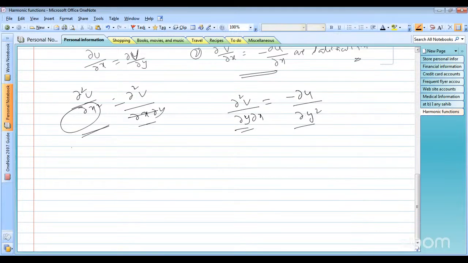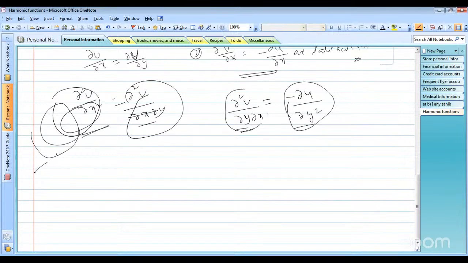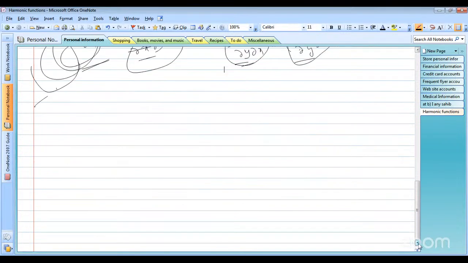See here: ∂²u/∂x², and this is ∂²u/∂y². This is ∂²v/∂x∂y, and ∂²v/∂x∂y, the same. So we can see that ∂²u/∂x² = -∂²u/∂y², or we are writing ∂²u/∂x² brought to this side.